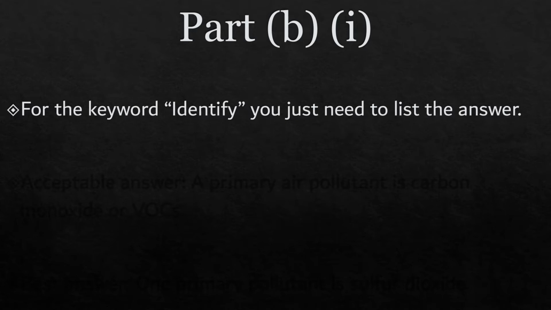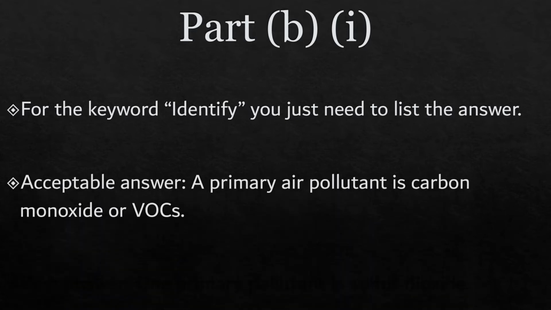But I wanted to point out that this right here is an acceptable answer. A primary air pollutant is carbon monoxide or VOCs. The student listed 2 options. The question did not ask for 2. If you give more options than the question asked for, the AP reader will just take the first choice to be fair. So again, don't throw information at the paper and expect to try to get points.